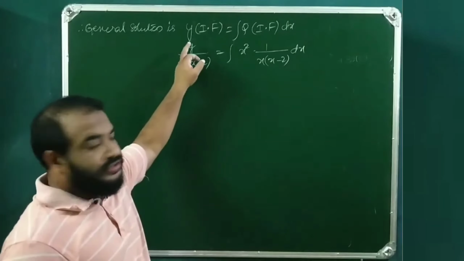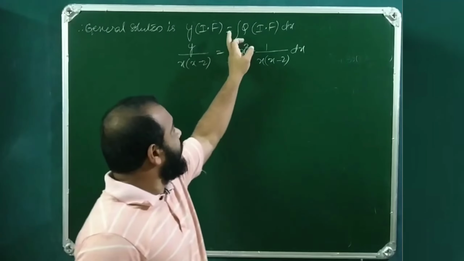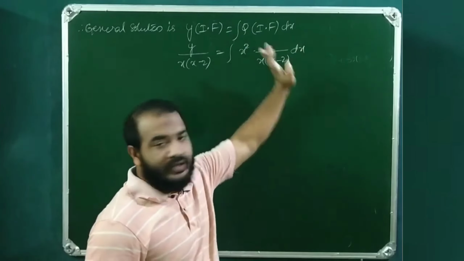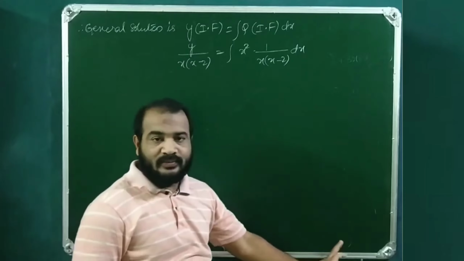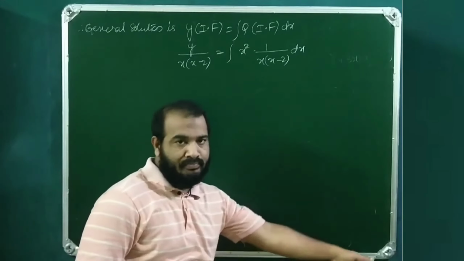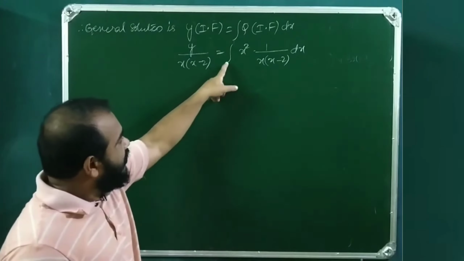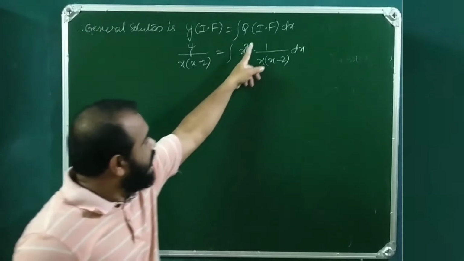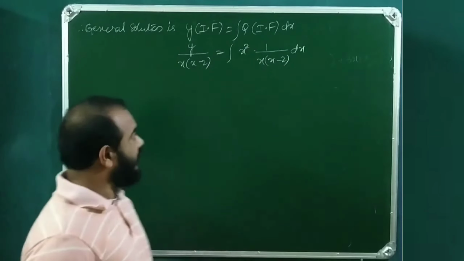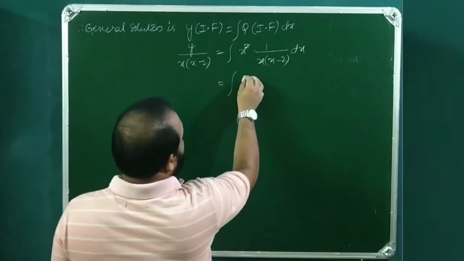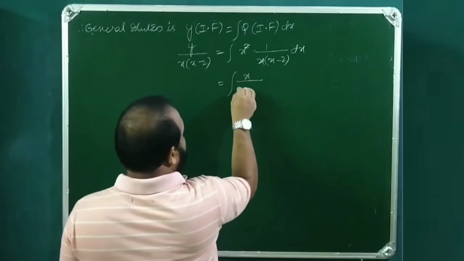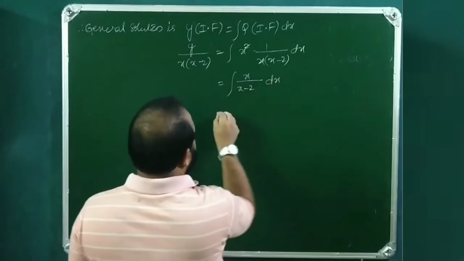So the general solution is y into integrating factor equals integral of q into integrating factor into dx. y into the integrating factor 1 by x into x minus 2, which is what we have got before, is equal to q, which is x square, into the integrating factor 1 by x into x minus 2, dx. Here this x and this x get cancelled. Here this is x by x minus 2 dx.